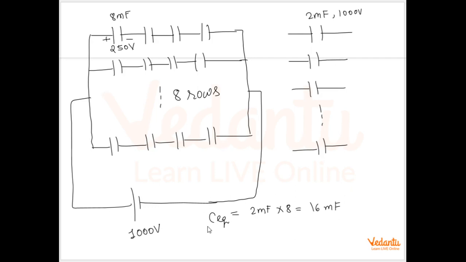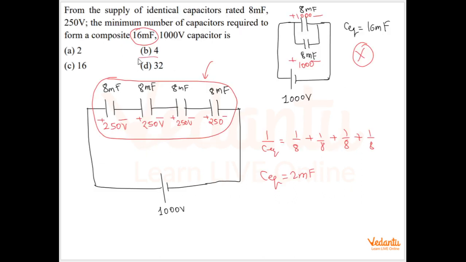And for this, how many capacitors do we need? The number of capacitors that we need for this is 4 capacitors in each row multiplied by 8 rows. So overall we need 32 capacitors. So the answer will be 32. I hope you guys understand.